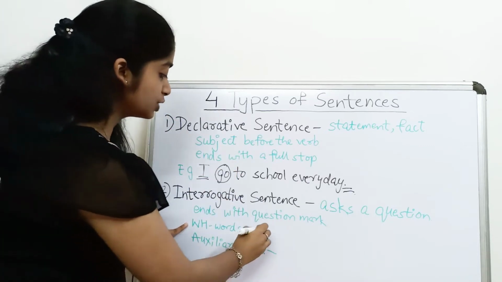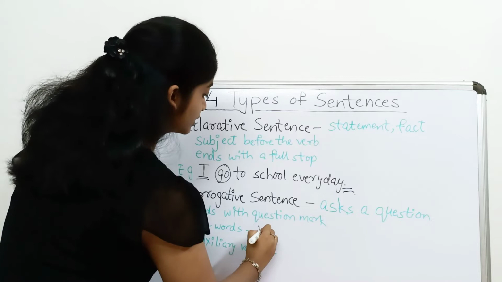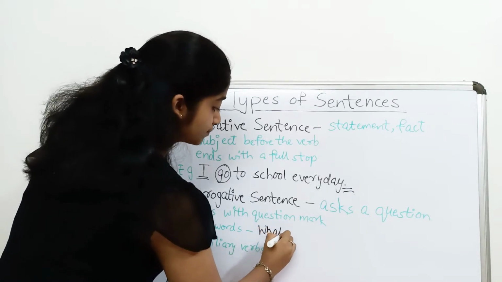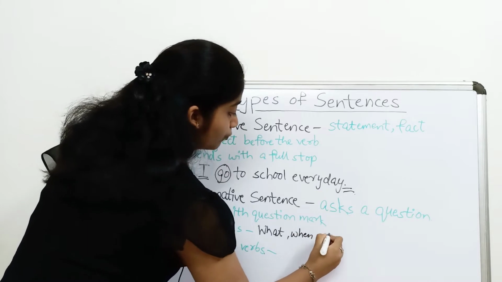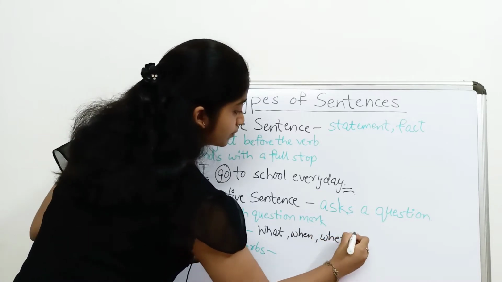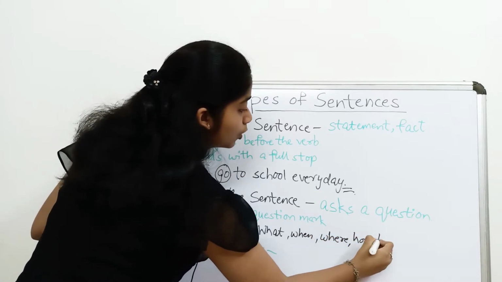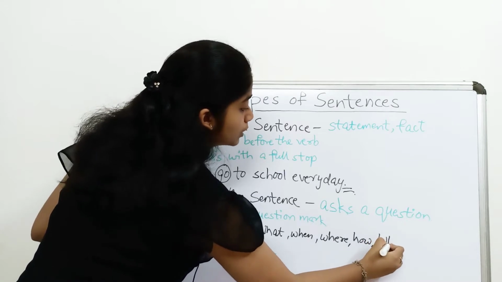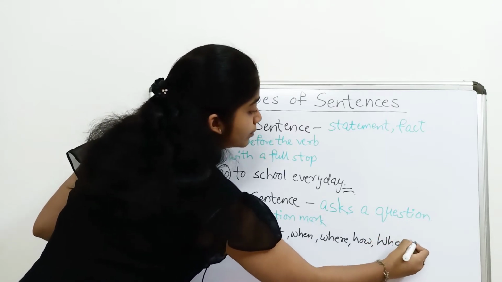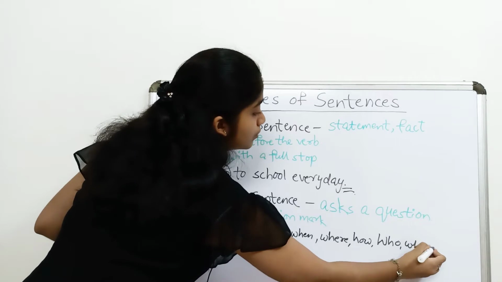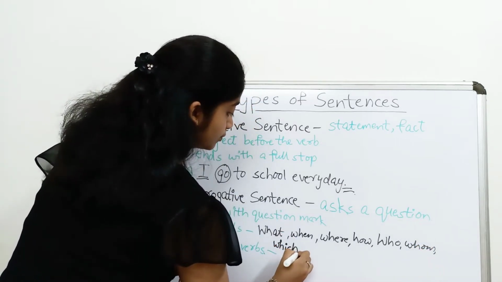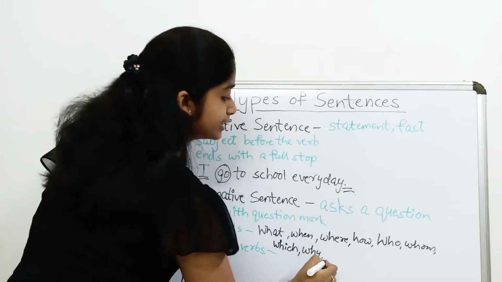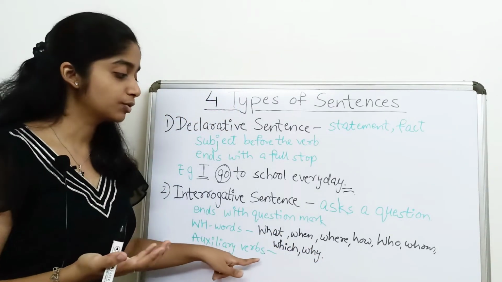So, WH words. What are the WH words? What, when, where, how, who, whom, which, why. These are all WH words.